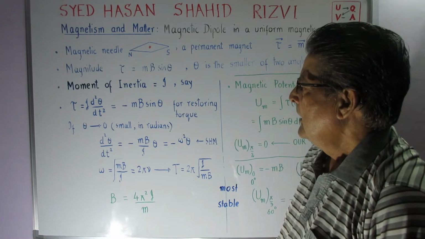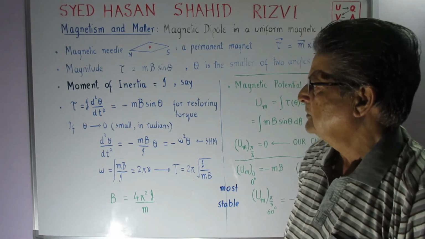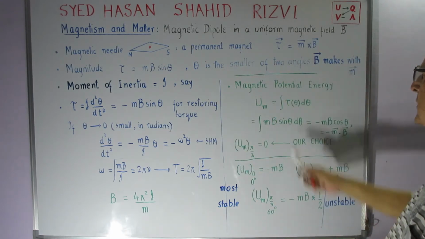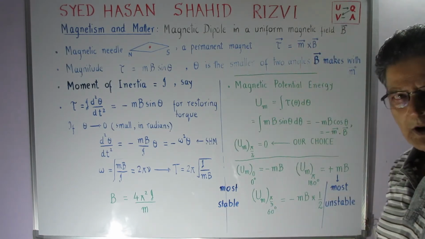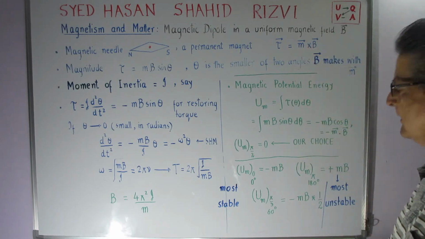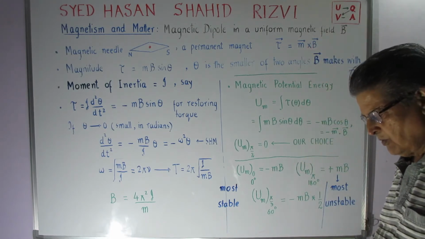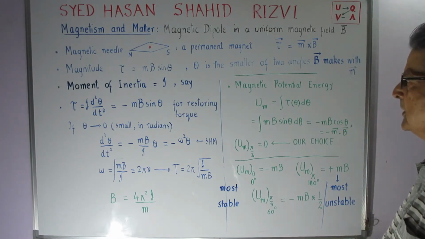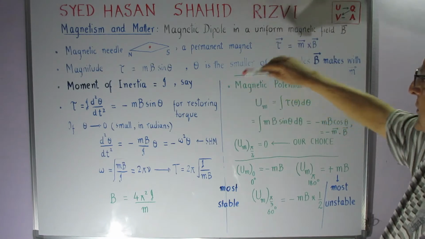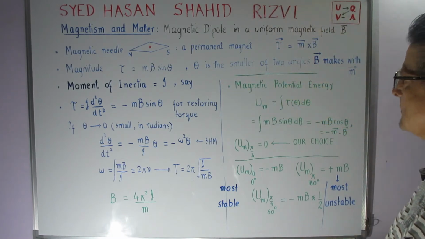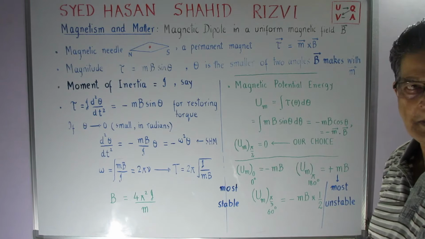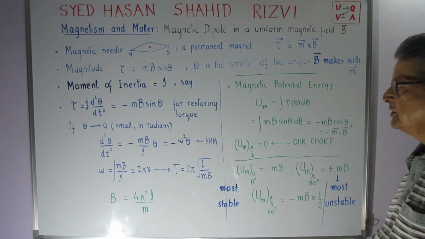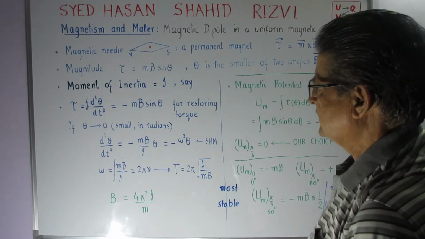Then in that magnetic field, the torque on the permanent magnet is equal to m cross B, where m is the magnetic dipole moment and B is the field. And of course, if given a choice, the needle is going to stay in the direction of the field, pointing north.